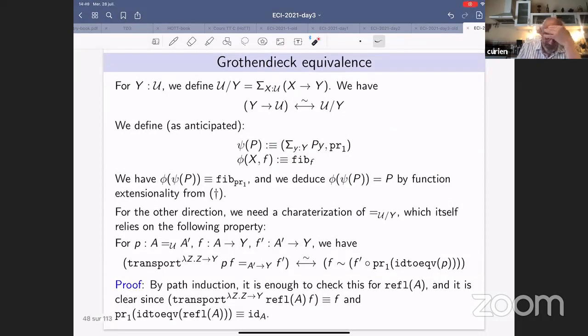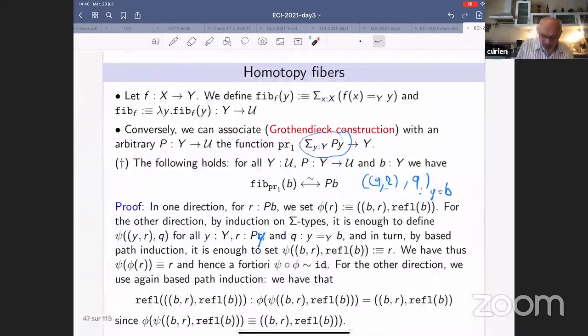Okay, so we can see easily that if we apply psi followed by phi, what we get, psi takes me to this guy, and then I take the fiber for this map. So you see that by definition, I get phi of psi of P is Fib pr1. Okay, but what did we just prove? We just proved that these two types are equivalent.